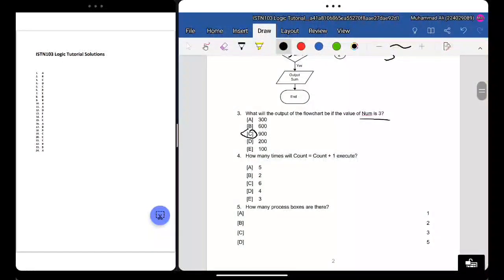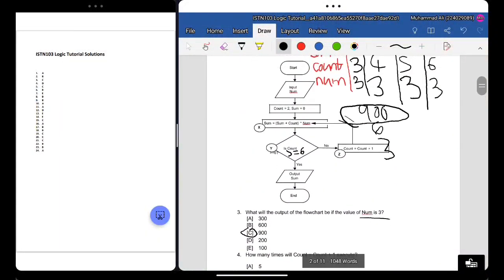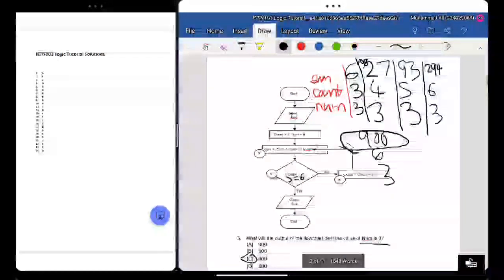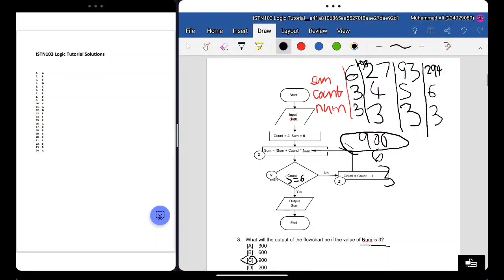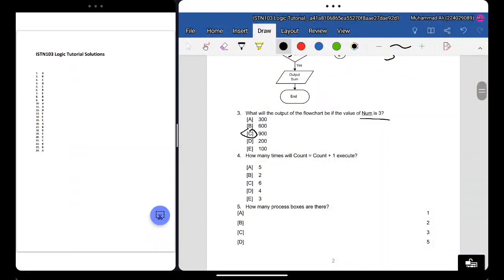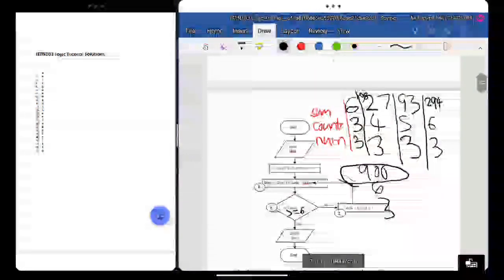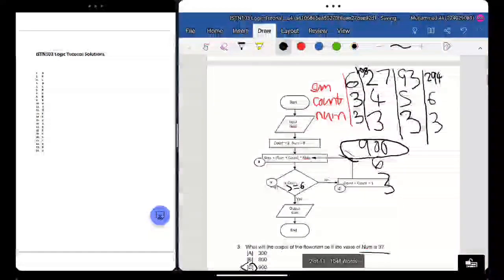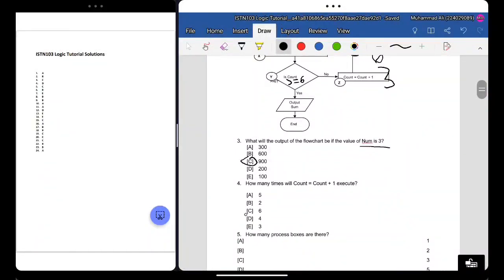I don't know how I messed that up, but it makes sense, right? How many times will count equal to count plus 1 execute? Okay. So how many times did we go through this block? Very easy. Most of the time when they give you this question, it'll be the iterations minus 1. 1, 2, 3, 4, 5 iterations, so minus 1 is 4. Yeah, 4 is the answer, C. I never even have to look.